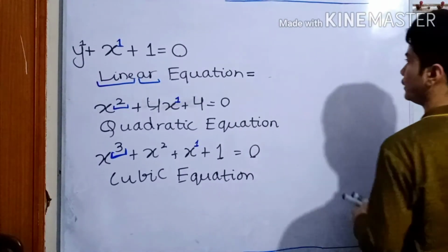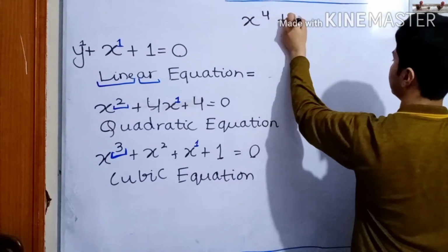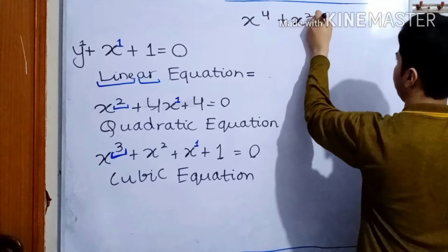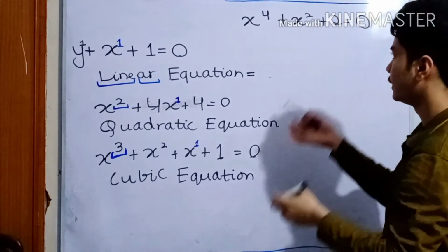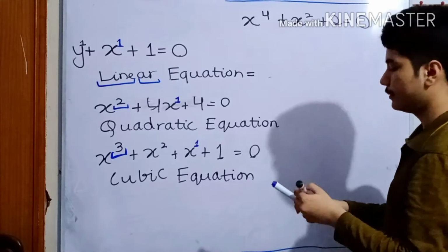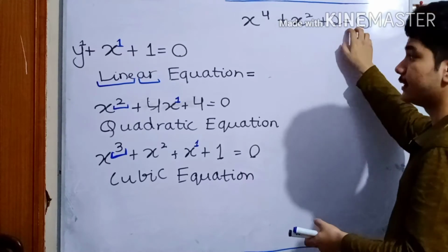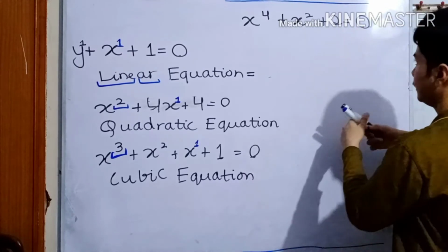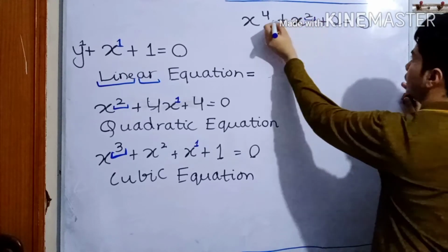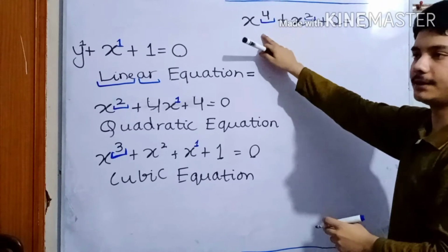For example, there is an equation written: x power 4 plus x square plus 2 equals 0. So this is again an equation. You can see there is an equals to sign. It represents that it is an equation. As you can see here, this is square power and this is power 4. So the highest power among the variables is 4.